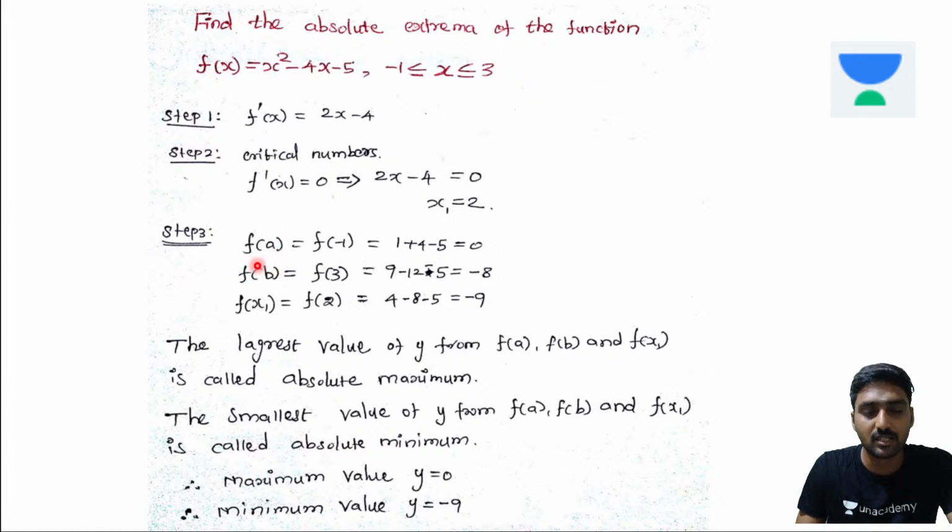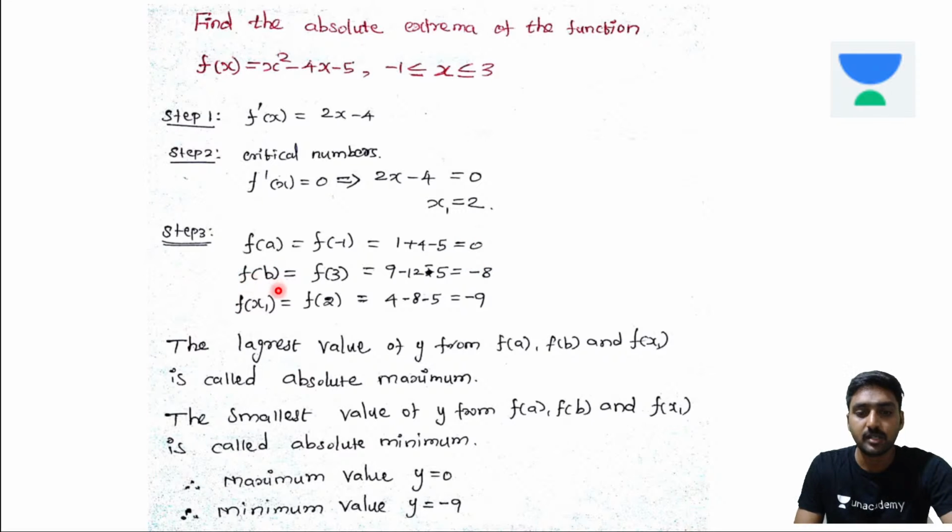Now I am substituting the end points as well as the critical number into the function in step 3. f of a is f of minus 1. Instead of x we substitute minus 1. Minus 1 the whole square, minus 4 into minus 1 is plus 4, minus 5. It's equal to 0.